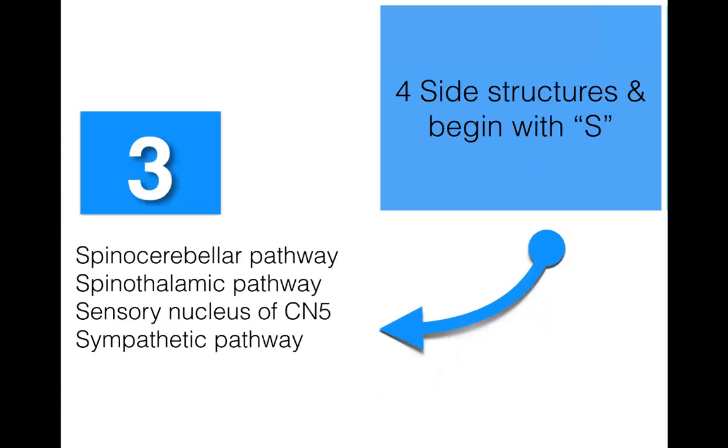Now, what about rule number 3? The 4 side structures that begin with the letter S include the spinocerebellar pathway, the spinothalamic pathway, the sensory nucleus of trigeminal or cranial nerve number 5, and the sympathetic pathway.